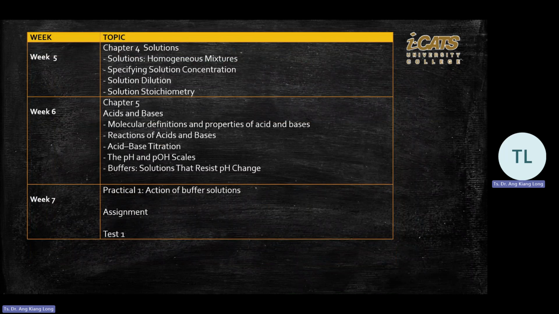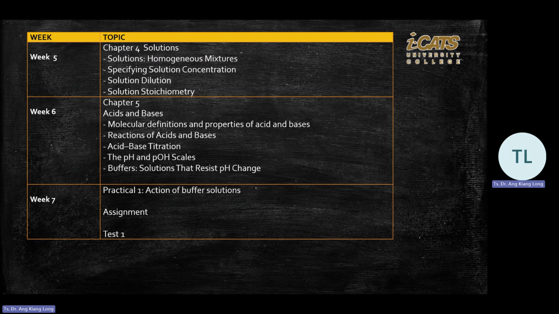In Chapter 4, we learn about what is a homogeneous mixture. We learn about concentration, which is molar, how many moles of solute. Then we learn about dilution, how we dilute from 1 molar into 0.1 molar into 0.01 molar, and so on. Because you need to know how to dilute in your experiment.